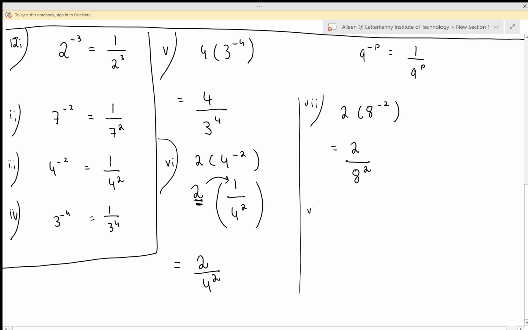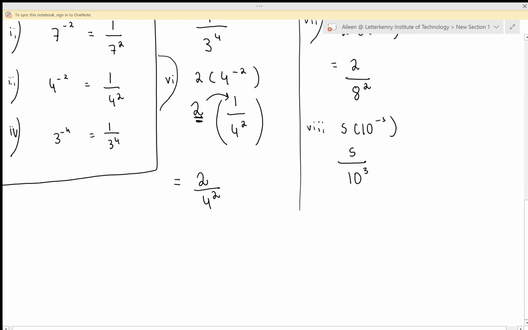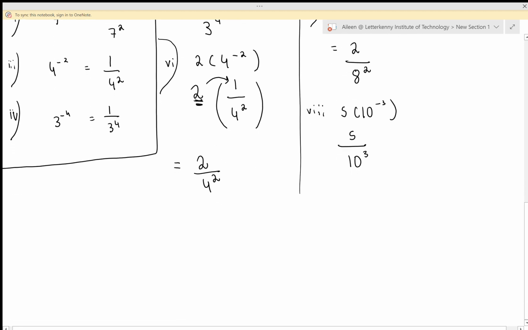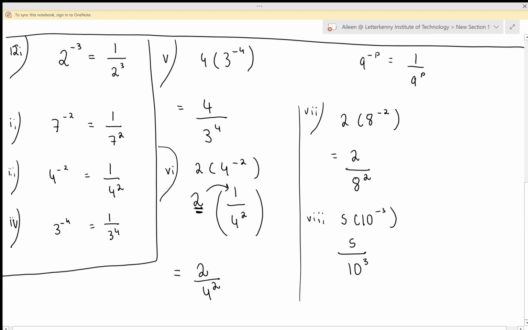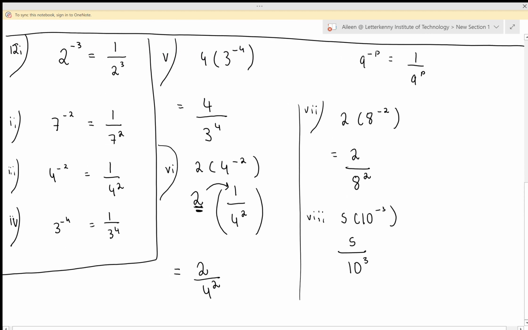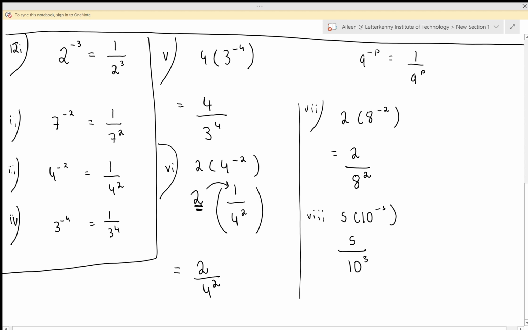Okay, let's keep going with these. I'm going to skip part 8. Do it really quickly. So 5 times 10 to the negative 3. 5 over 10 cubed. Change your exponent from a negative value to a positive value if you are putting it on the denominator of your fraction. Okay. You need to scroll down. Are we all okay with this? Any questions?